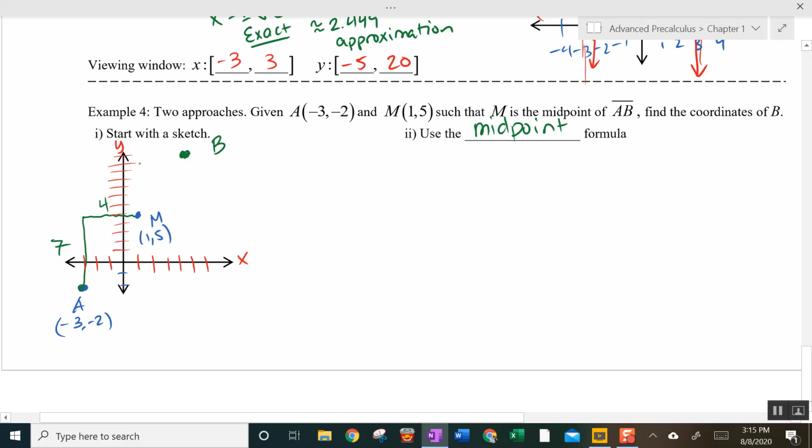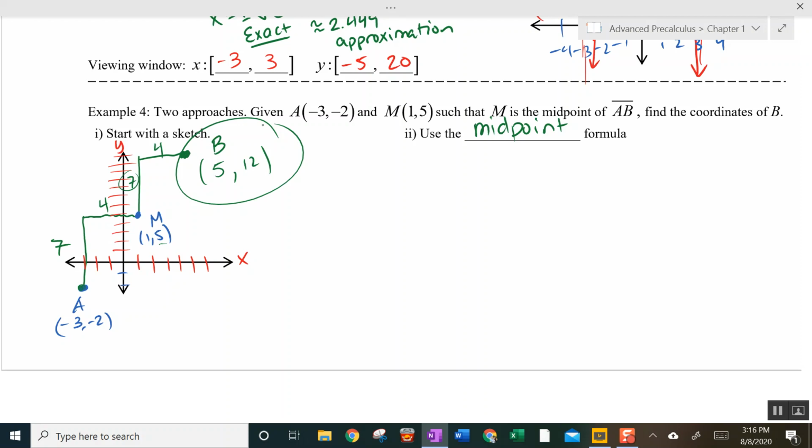If we repeat that, meaning we go up 7 and over 4, we should be able to find the coordinates of point B. So we look at the y-coordinate, we're just going to say 5 plus 7 is going to be 12. So we know the y-coordinate is 12, x-coordinate 1 plus 4 is 5. (5, 12) should be the coordinate of point B. Let's take a look at the algebraic approach, and obviously we should get the same answer there, but you definitely need to be able to show this.